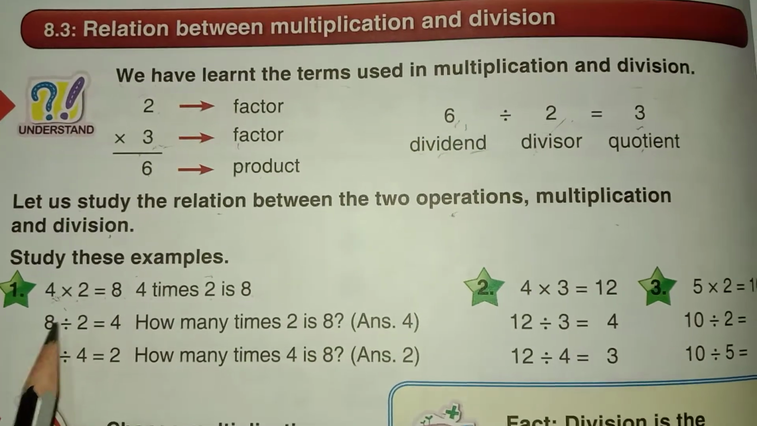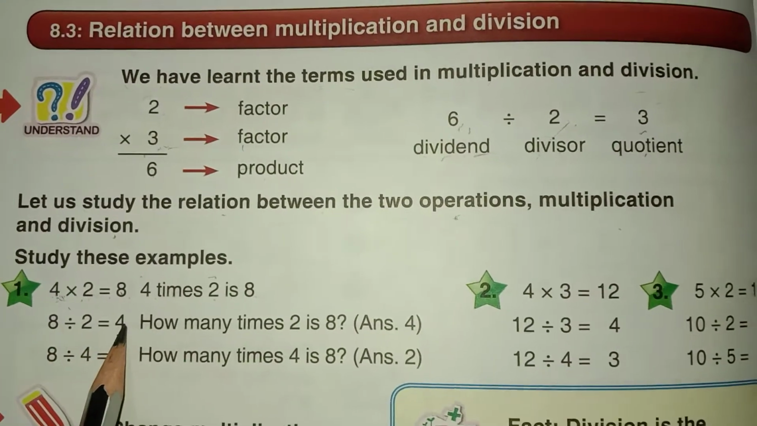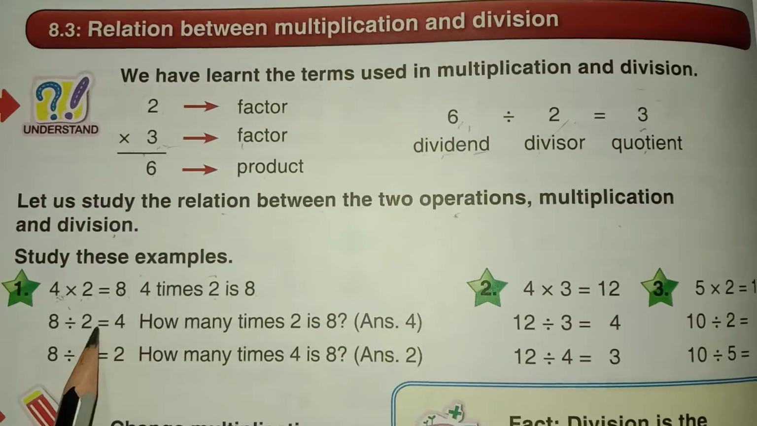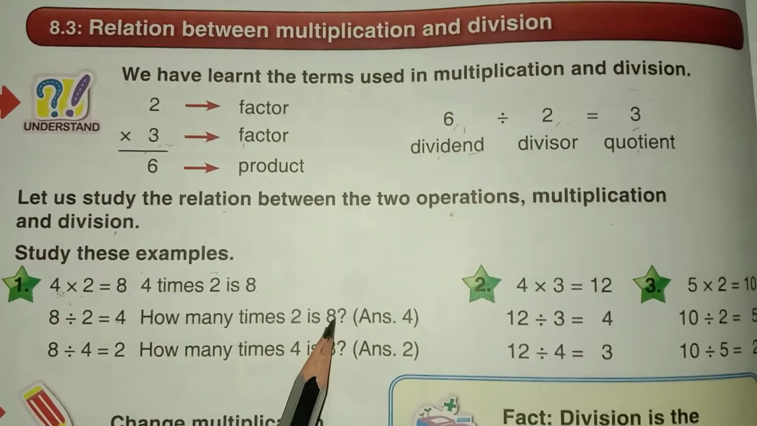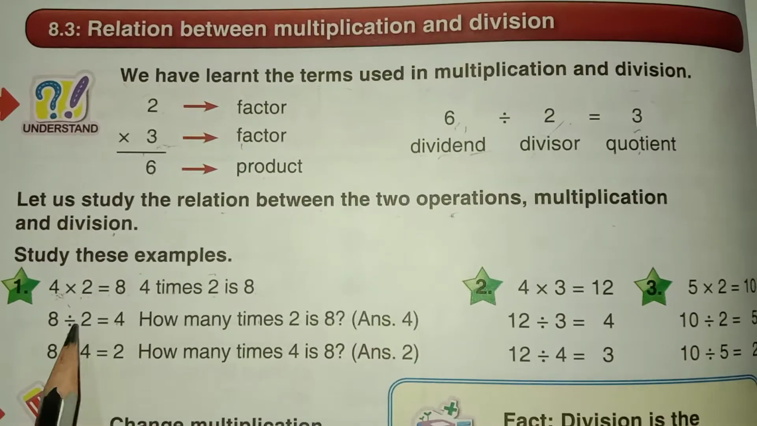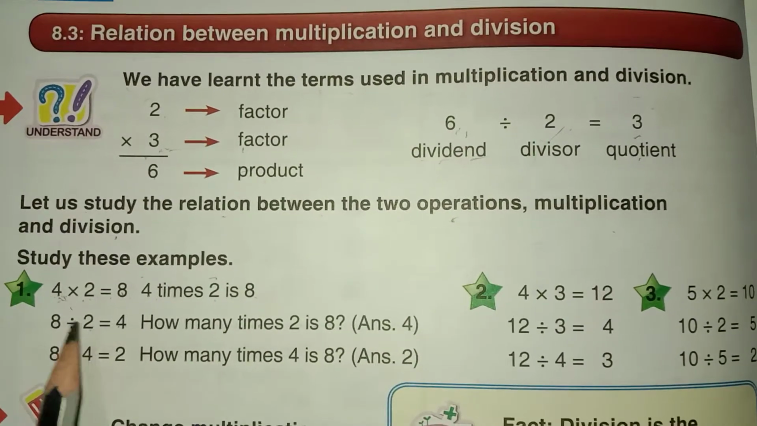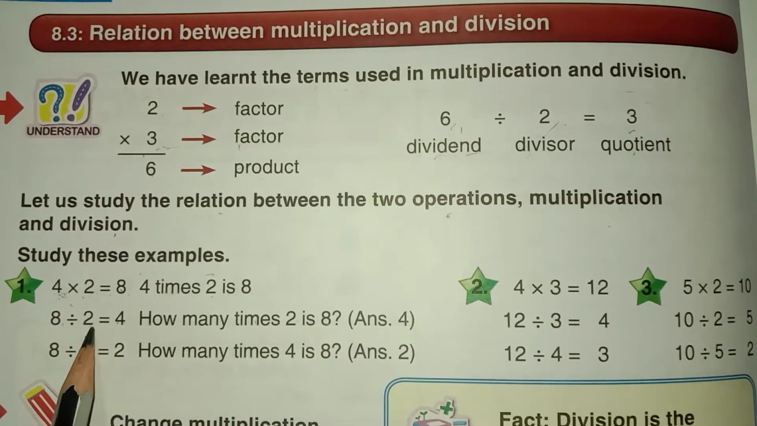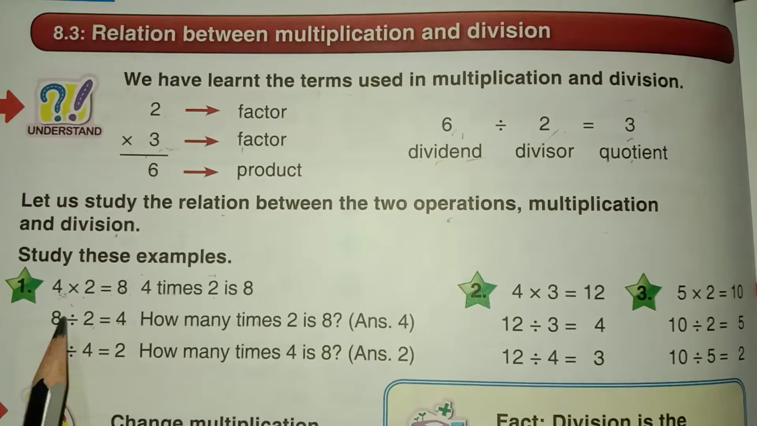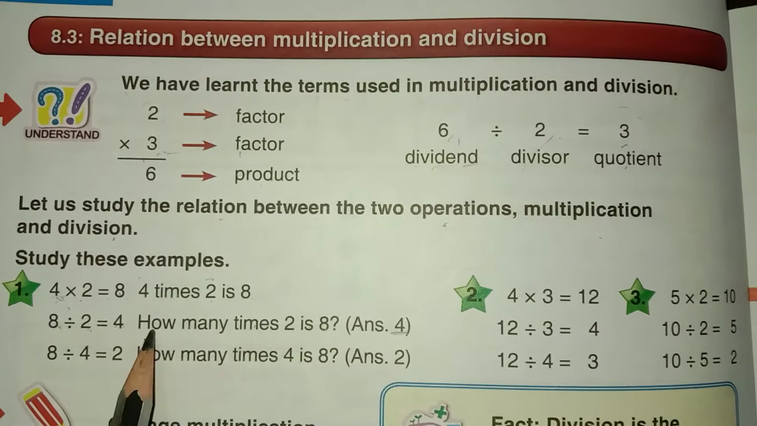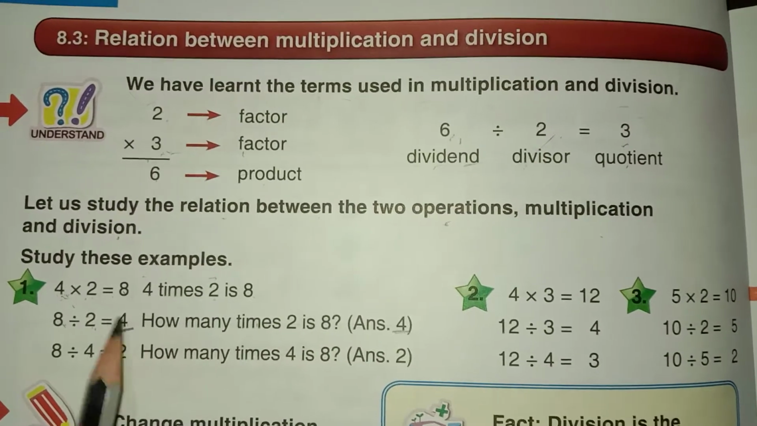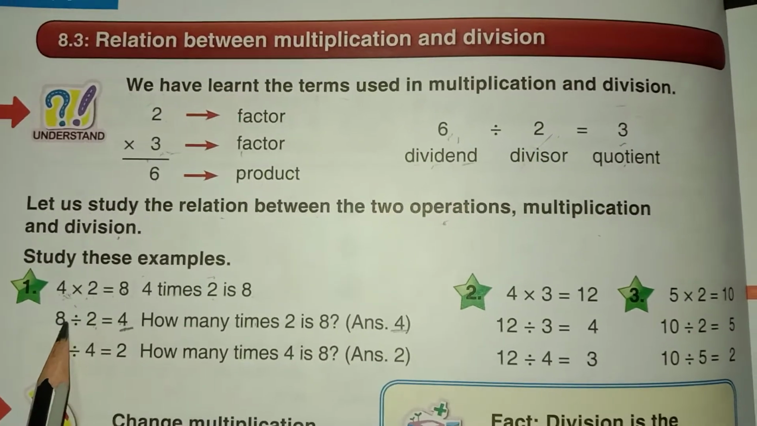8 divided by 2 is 4. How many times 2 is 8? 4 times. The answer is 4. 4 times 2 is 8.